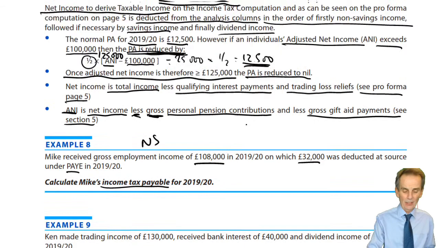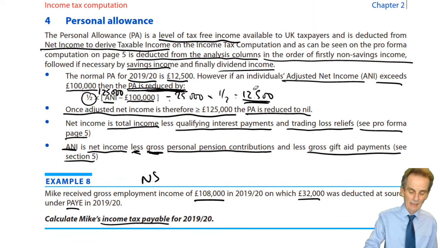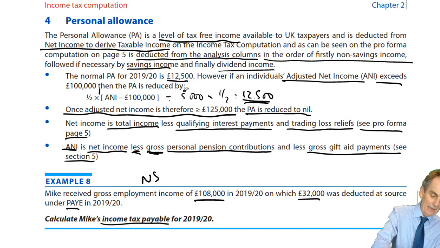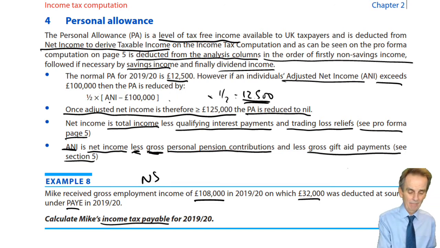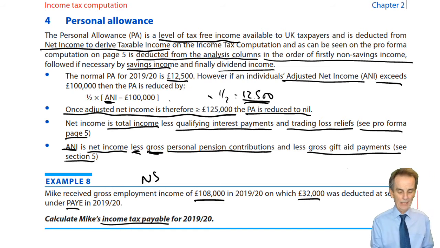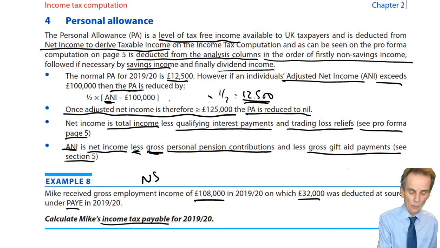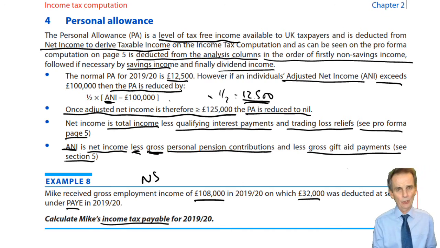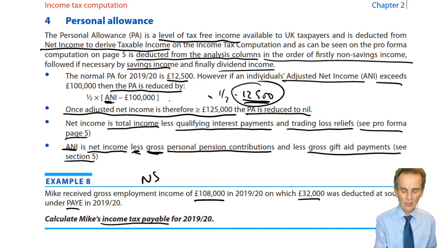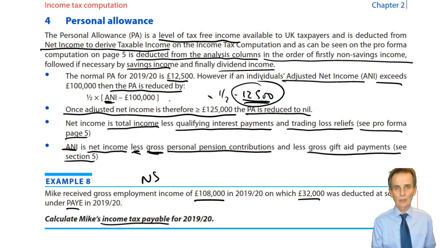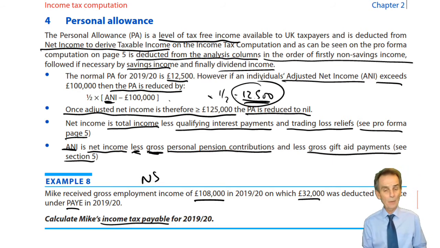So you'll be able to see the answer in a moment, but using this calculation, adjusted net income is 108. Minus 100,000 is obviously 8,000. What's half of 8? It is 4. That is the amount by which the personal allowance is reduced. So what started as £12,500 is reduced by 4,000, so the revised personal allowance will be £8,500.